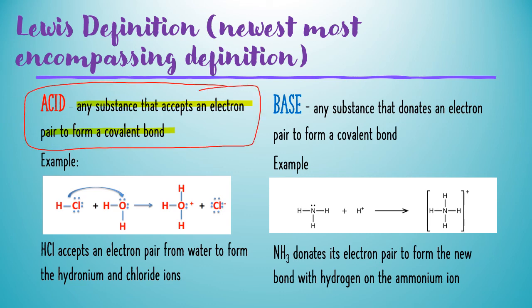And then a base is a substance that donates an electron pair to form the covalent bond. And so NH3 is our base. Looking at this, it becomes this. It donates that lone pair to hydrogen, and they form a covalent bond. So Lewis definitions: acid accepts electron pair, base donates it. You're not going to be expected to draw these or write these or anything.